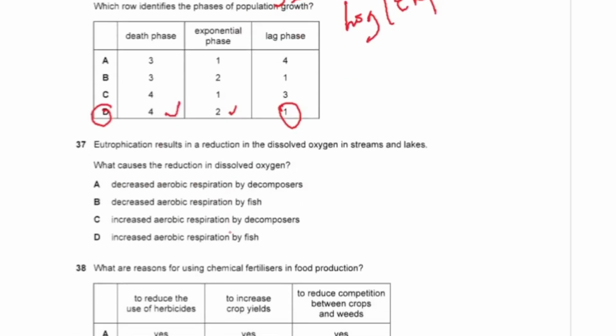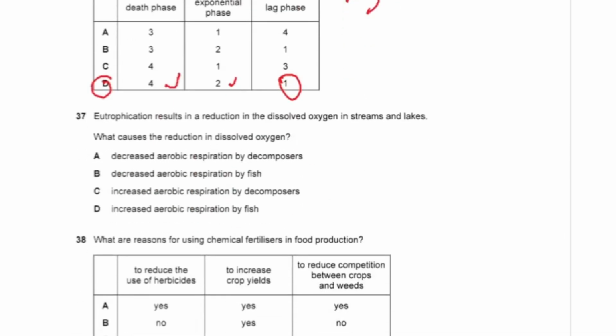Moving on to the next one. Eutrophication results in the reduction in the dissolved oxygen in streams and lakes. What causes the reduction of dissolved oxygen? Of course, the best answer here, looking at it, is because of the aerobic respiration of the decomposers.